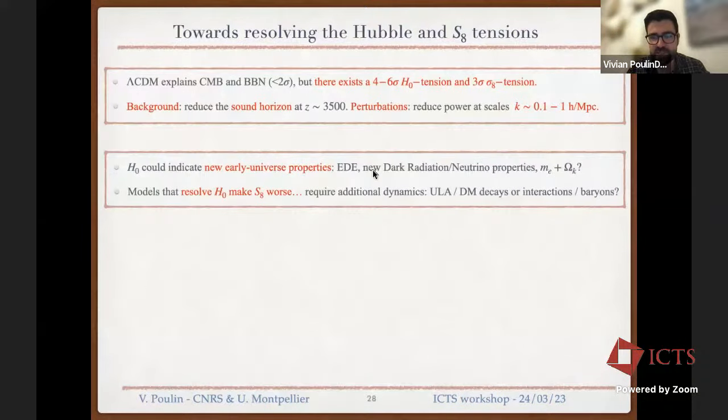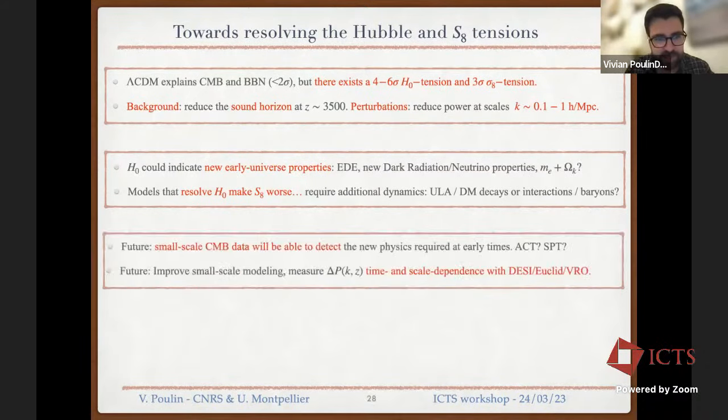I mentioned early dark energy, maybe something to do with electron mass or changing the recombination physics. But typically, H0 solutions tend to make S8 worse. So you need some additional dynamics. And all of that could still be just that we don't really understand baryons well at small scales.